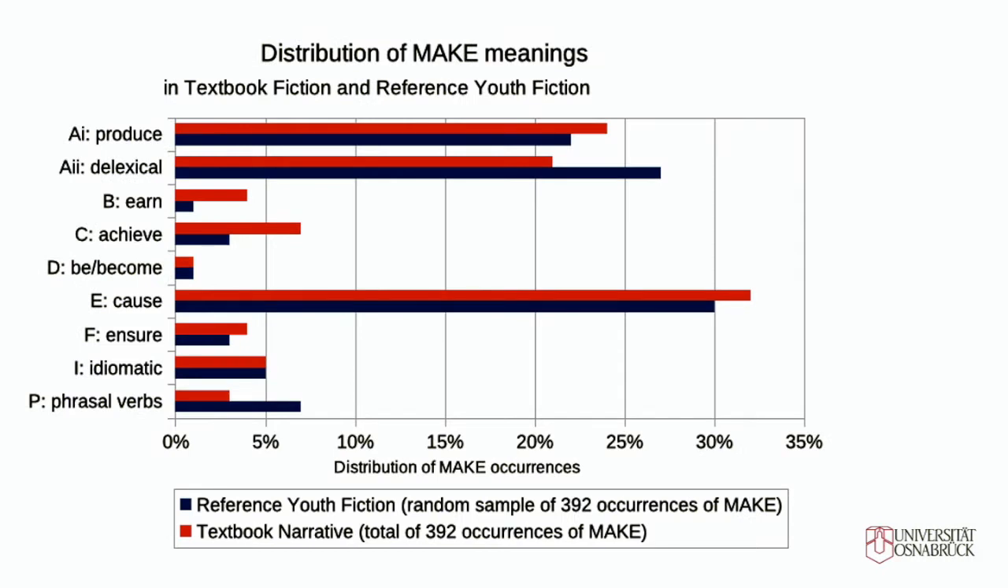If we compare now the textbook fiction with the reference youth fiction corpus, we find that there's the opposite phenomenon for the delexical makes. So actually we have significantly fewer delexical make in textbook fiction than we would expect when we look at our reference youth fiction. But we have the same pattern as we had earlier on with phrasal verbs. So we have significantly fewer phrasal verbs in the textbook fiction than we would expect. Finally, achieve, in the sense of I've made it, is more frequent in textbook narrative.